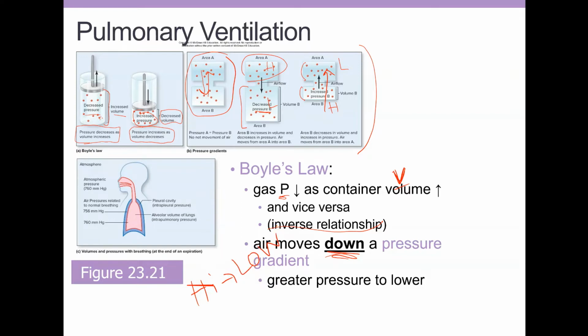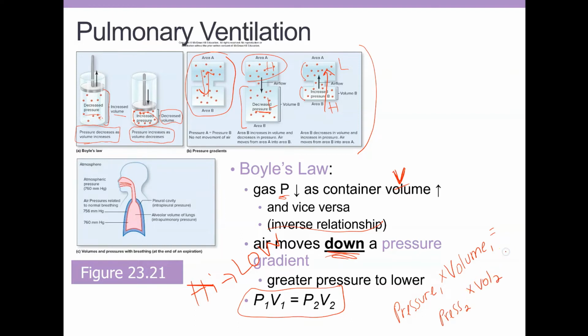That is the way the air is going to move. Here's your math, and you do need to know how to do this math. P1V1 equals P2V2. If you haven't had an algebra class in a while, what this means is that pressure 1, the pressure in one place, times the volume in that first place, and you multiply those together. And that's going to always equal the pressure in the second place times the volume in the second place.